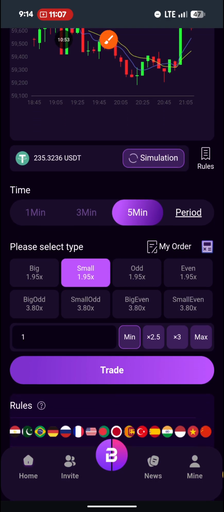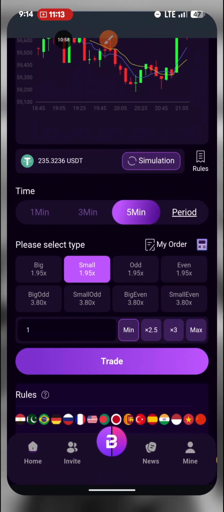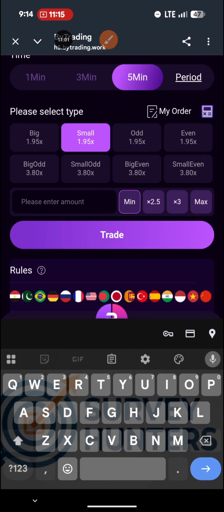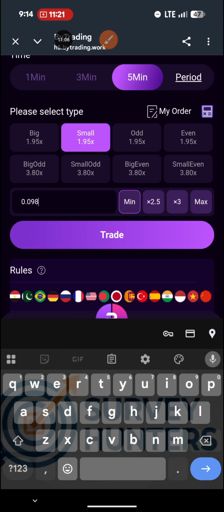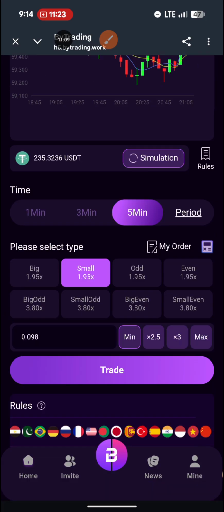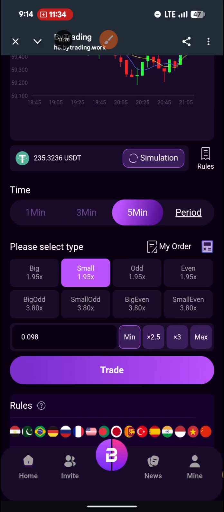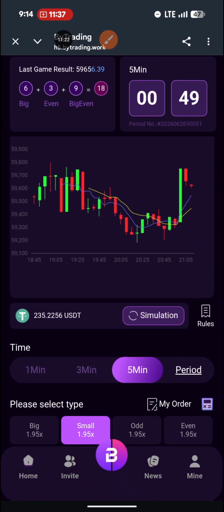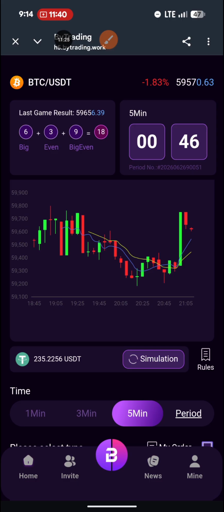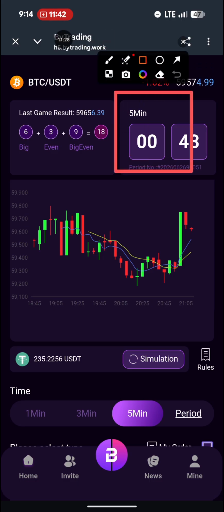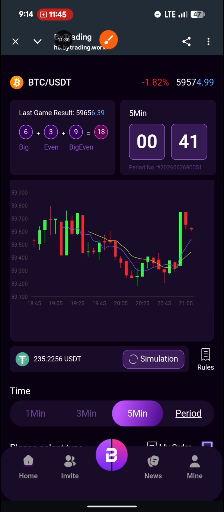Once you click on small, what is the next thing? You need to input the amount. Now remember what I asked you to copy down from the calculator. You paste it here. So this is the amount you'll be using to trade. Understand? So you now click on trade. They will ask you to confirm. You will now click on confirm. Once you confirm, they say purchase successfully. You wait for the time to finish counting. Once it's finished counting, your results will appear.